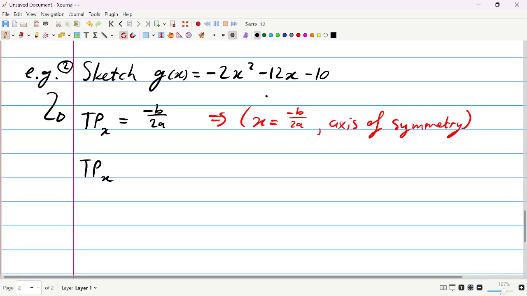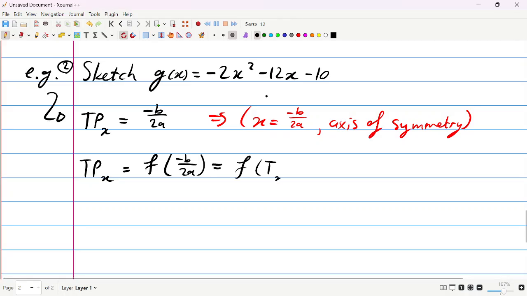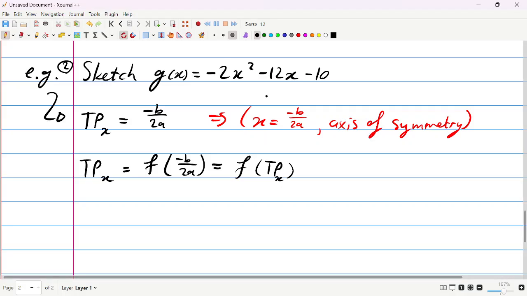Our turning point y is just the same as saying the function of negative b over 2a, which is obviously the same as saying f of the turning point x. So when we find our turning point x, we plug it back into our function to get the turning point y. It's y. Okay. You see, I probably say it, and then I don't mean it. But anyway, that is essentially how we find our turning points. Everything else is basically the same procedure, right? So let's actually solve this problem.